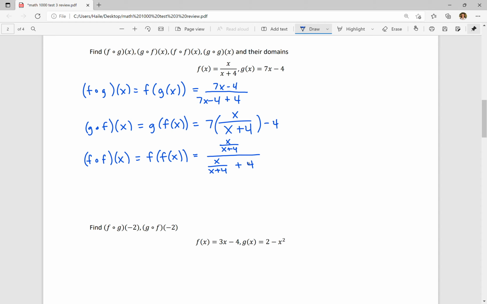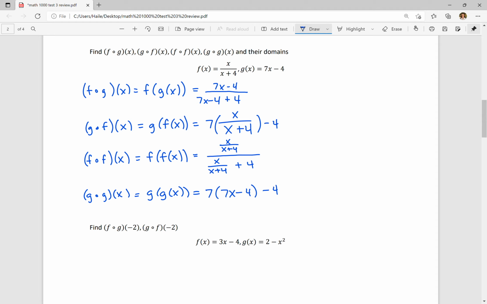And finally, we have g of g of x, which is if we plug g into itself. So this would be 7 times 7x minus 4, minus 4. Like that. So it's not always a good idea to simplify these. Notice that we simplified the operation questions a lot more than these composite questions, because when you're finding the domain, it's a lot easier to find the domain if you are working in this unsimplified form.